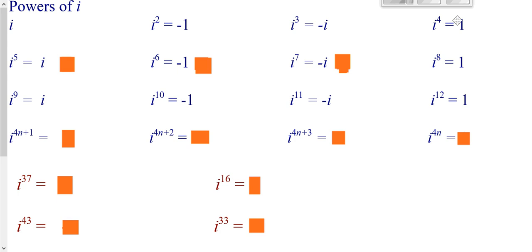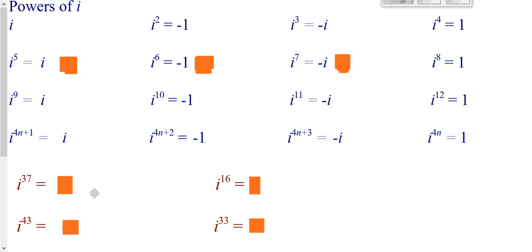So, as you can see, if your exponent's a multiple of 4, you end up getting 1. If it's 1 more than a multiple of 4, and that's what the 4n plus 1 means, then we just get i. If it's 2 more than a multiple of 4, you can see that we always get negative 1. If it's 3 more than a multiple of 4, you can see that we always get negative i.